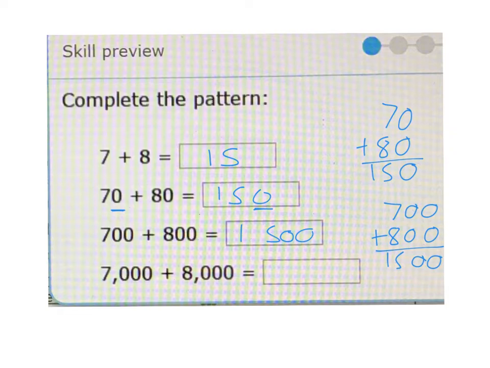Notice I leave that little space there instead of a comma, whatever works for you. So I know without doing the math that this one on the bottom is going to be 15,000. 7,000 plus 8,000. I have my 7 and my 8 make 15, and then I take my 3 zeros. Check that you understand that pattern, and we'll continue on.